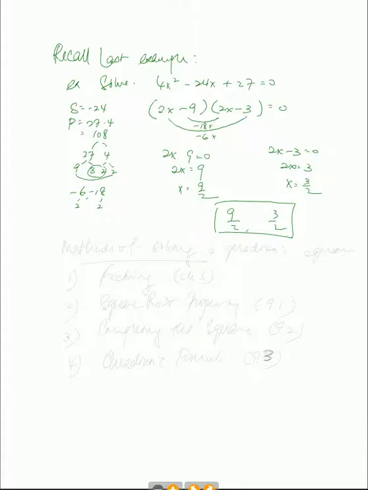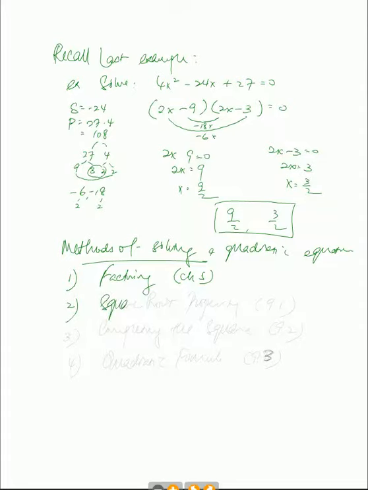Okay, so what are the methods that we have seen so far? Methods of solving a quadratic equation. Okay, so far what you have learned is factoring, and this was back in chapter 5. Okay, and the other method that you saw is by square root property, and this was covered in 9.1. And now you saw the third way of doing it by completing the square. And this was seen in 9.2.